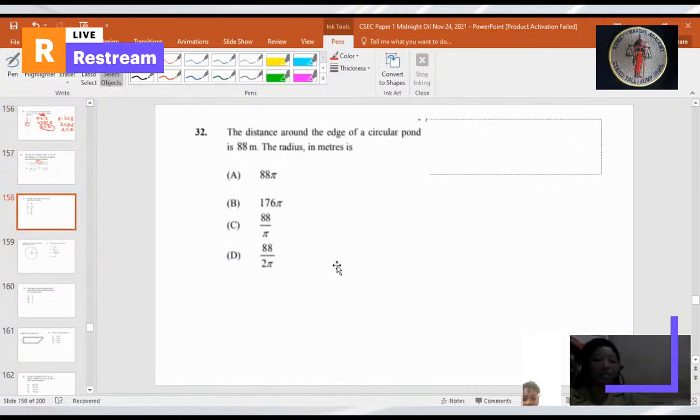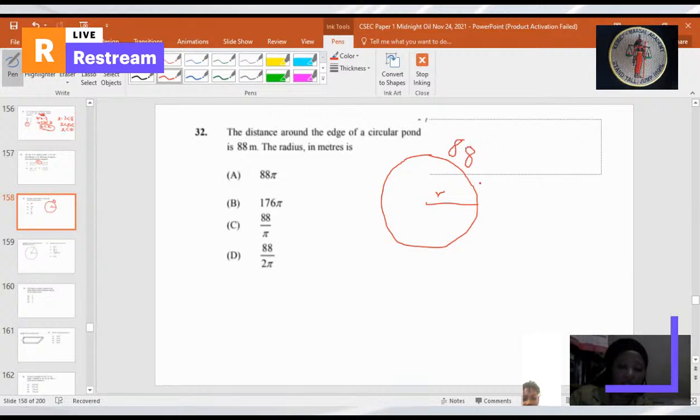All right, number 32, read for me. Number 32. The distance around the edge of a circular pond is 88 meters. The radius in meters is. So this is the circular pond. They want the radius. The distance around the pond is 88. That's the circumference.